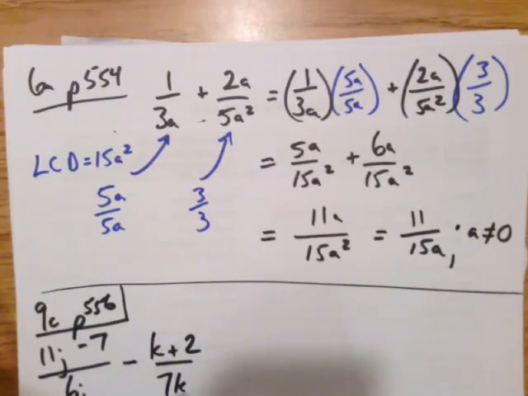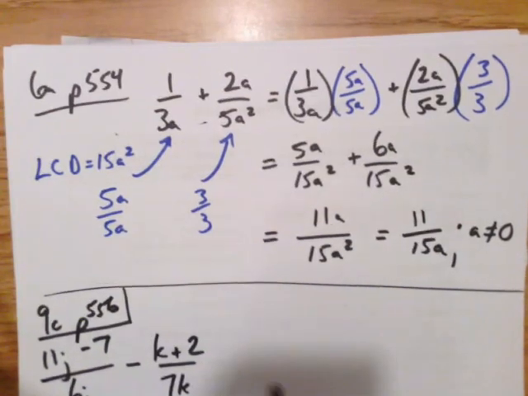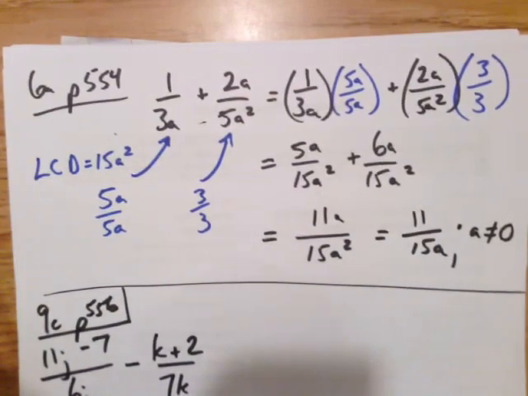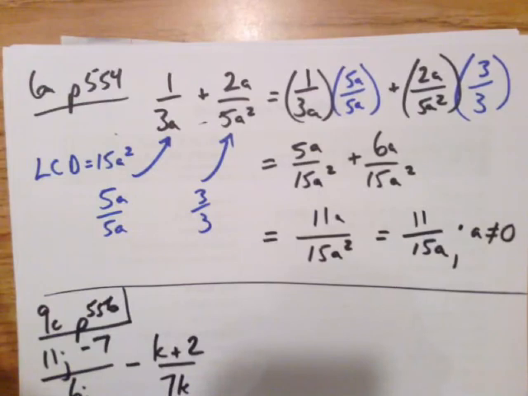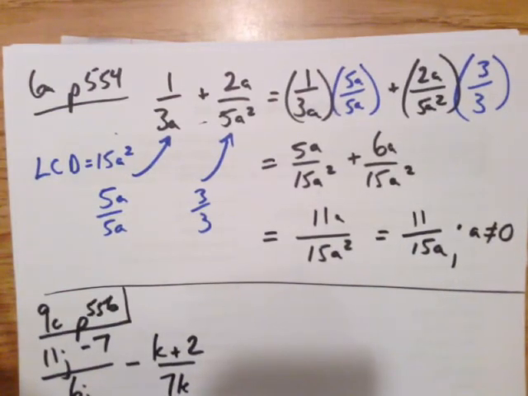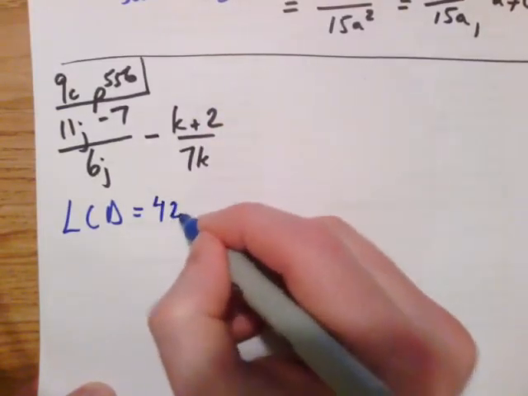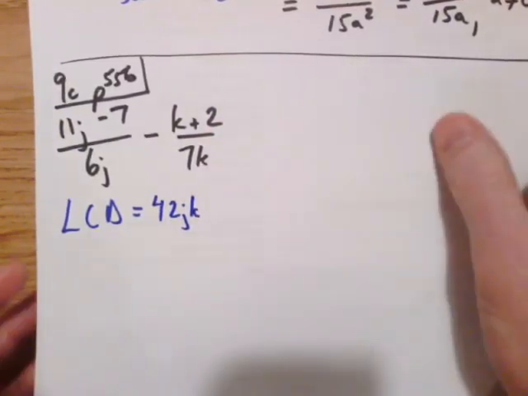Okay, this is another situation where for the lowest common denominator, we're just going to multiply these two together. J and k have nothing in common. 6 and 7 have no common factors. So 42jk. Let me just check and make sure that there's nothing lower. 6, 12, 18, 24, 30, 36, 42. That's it. The lowest common denominator is 42jk.